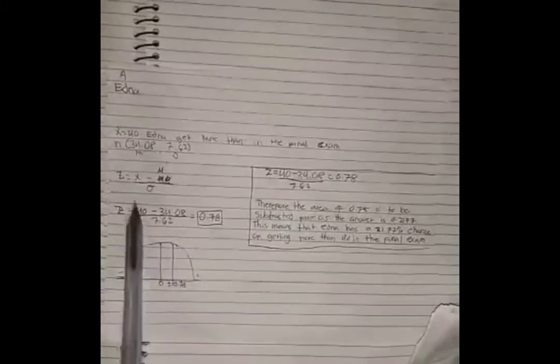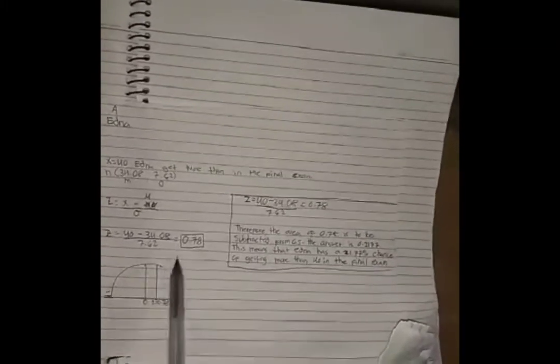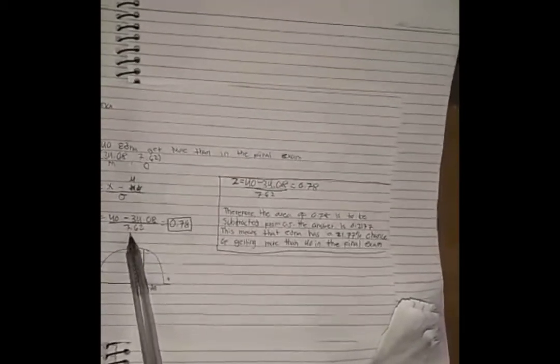And dito, lagay natin ito sa ibaba. Z equals 40, which is ito, the variable. And minus, lagay din natin ito yung mean, which is 34.08. And the standard deviation, which is dito, sa baba. And para makuha natin itong 0.78, we need to 40 minus 34.8. Pagkatapos nyo ma-minus, divide nyo dito sa 7.62. And the result is 0.78. Gets nyo? Yan.